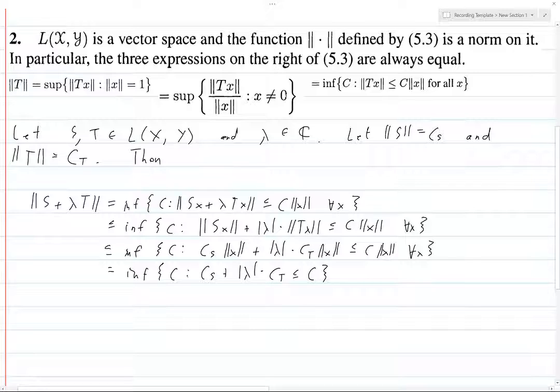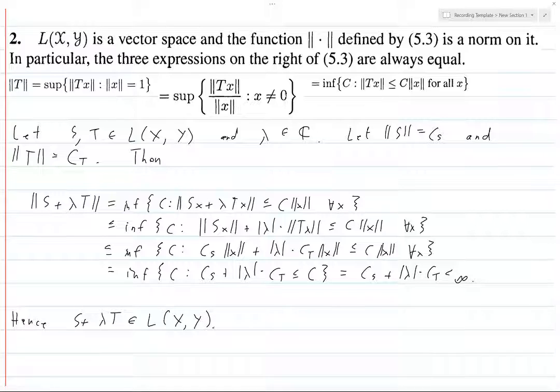So anyways, we get this, but then the infimum over all such C that are greater than or equal to this, well, it's obviously just going to be this value, and this is a finite value. So hence, S plus lambda T is in L(x, y). And so that confirms that.